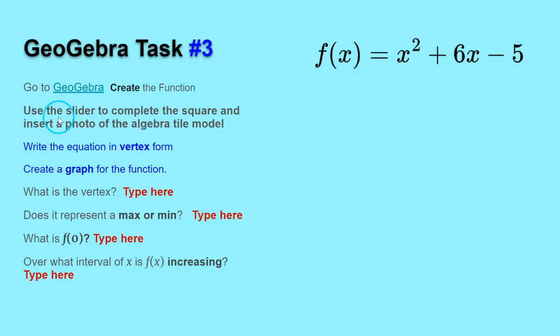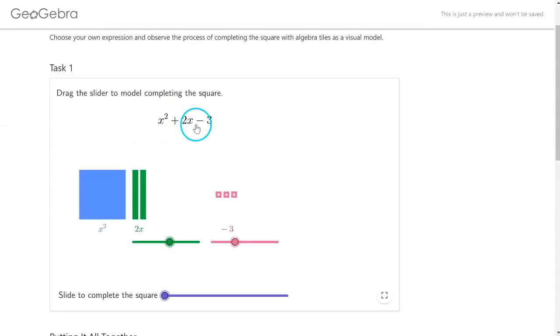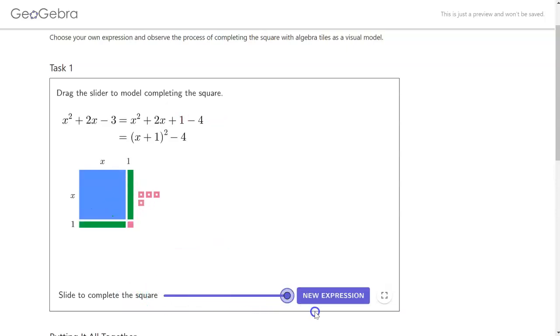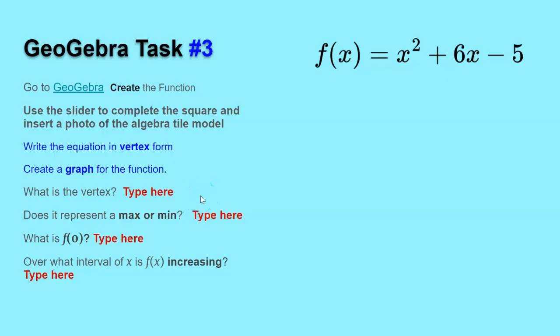On task 3, something completely different. They're going to do an algebra tile model. So go to GeoGebra. They're going to create this polynomial here. And once they create it, they're going to click here to complete the square. And it will actually show them the entire process, create their algebra tile model, and then take a picture of it and insert it on this slide. They will write the equation in vertex form, which should be pretty easy because the app did that for them. They will create a graph for the function, so they will go to Desmos, make the graph, and insert it.